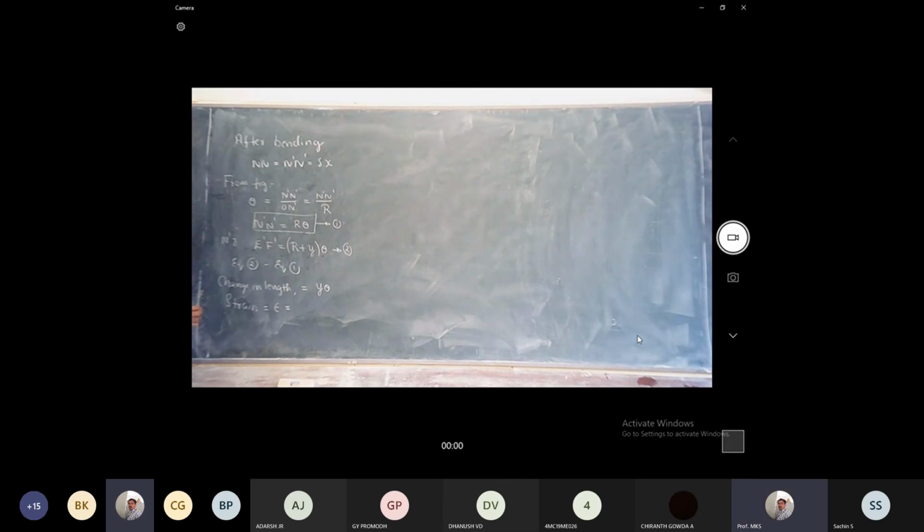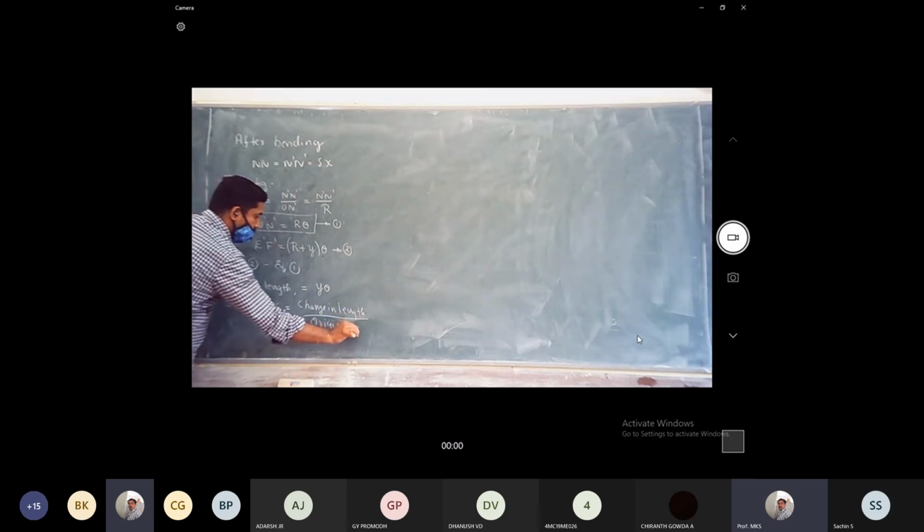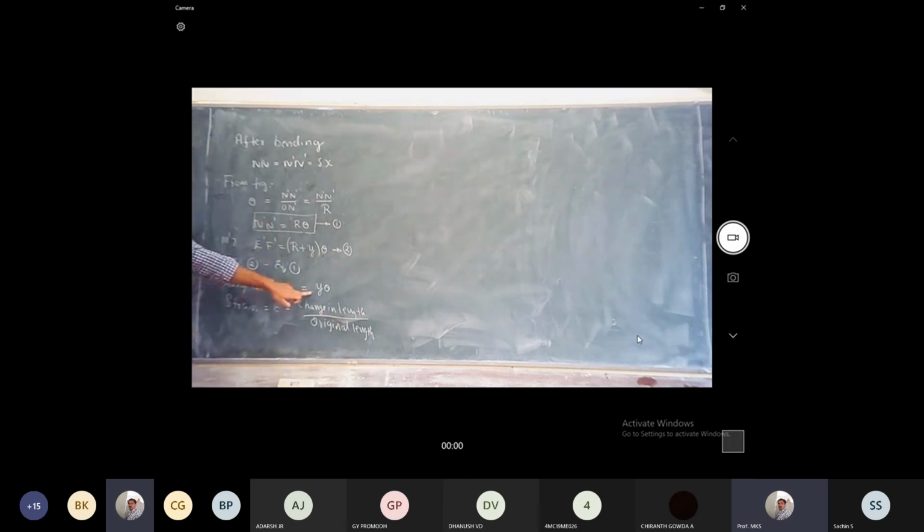Strain is defined as what? Strain is defined as change in length over the original length. So we know that the change in length we have found is y theta.